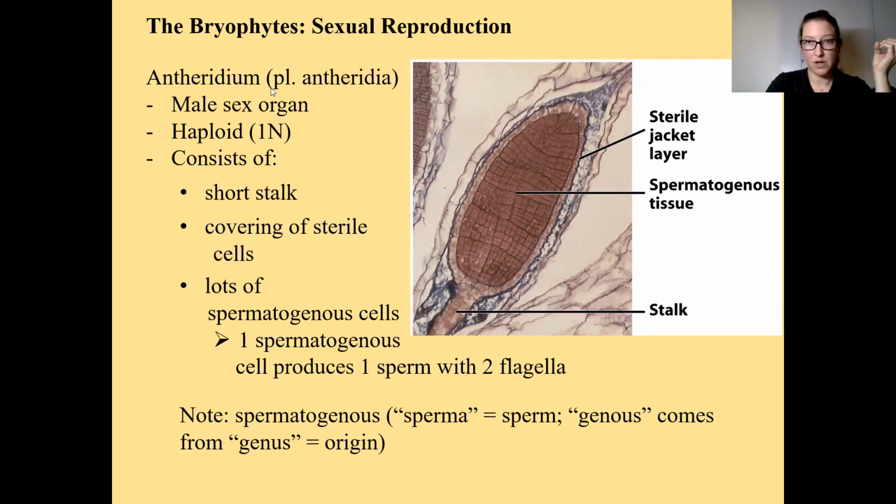I don't like you guys to get freaked out if you see these long words. Spermatogenous, that's a mouthful, right? Well, sperma is sperm, and genus means the origin. So if you were to break down the word spermatogenous, you could say this is the origin of sperm. These cells will be the cells that produce sperm, the origin of sperm, spermatogenous.